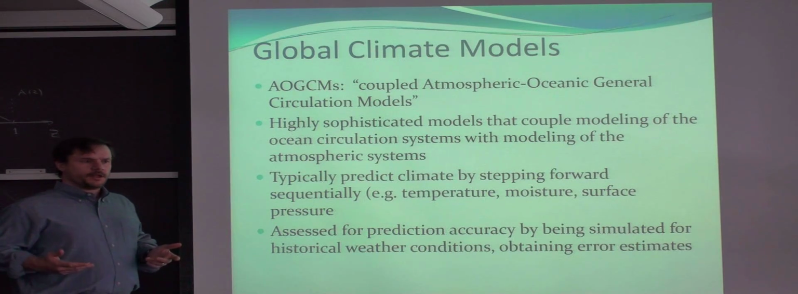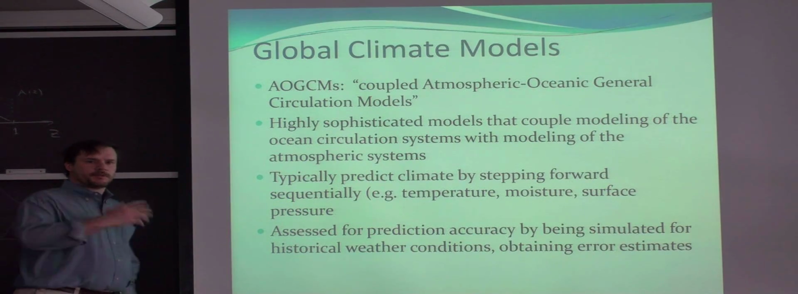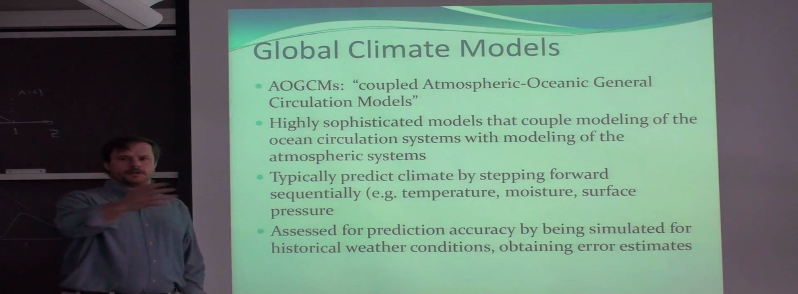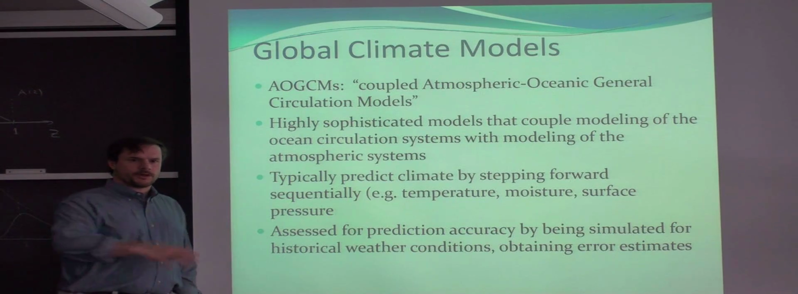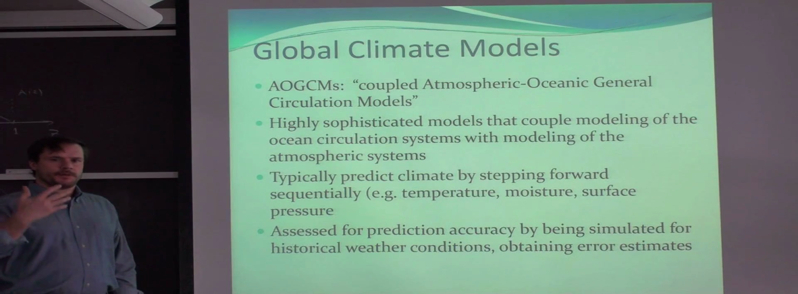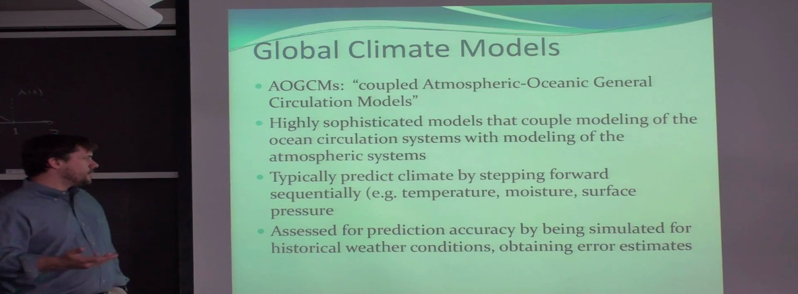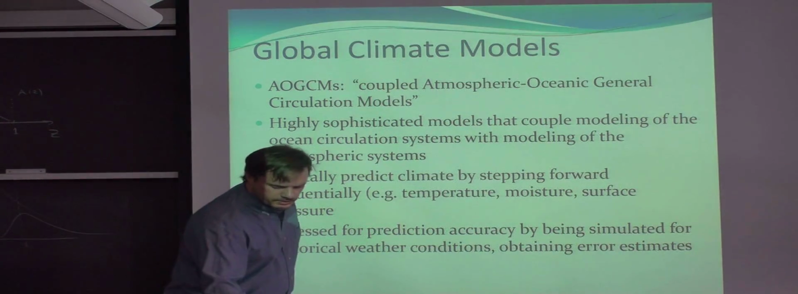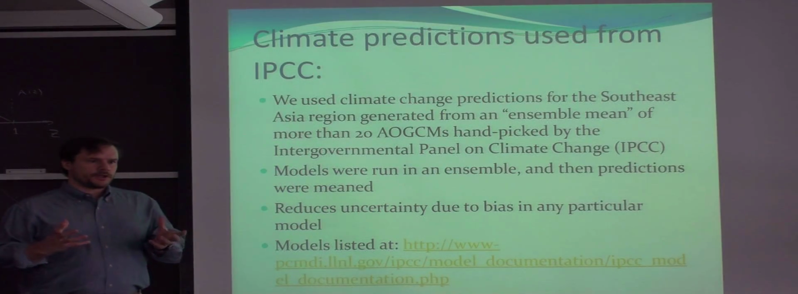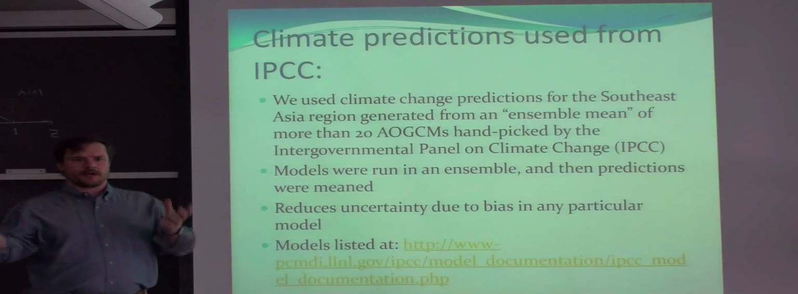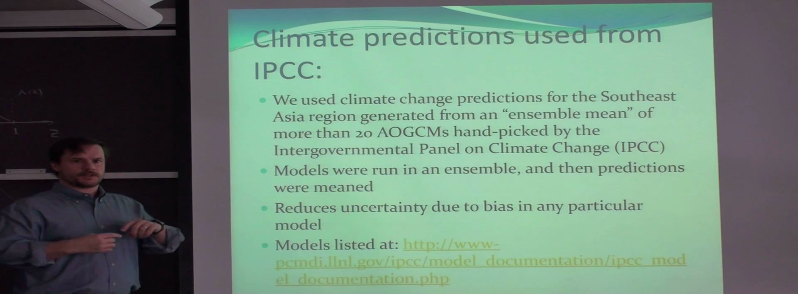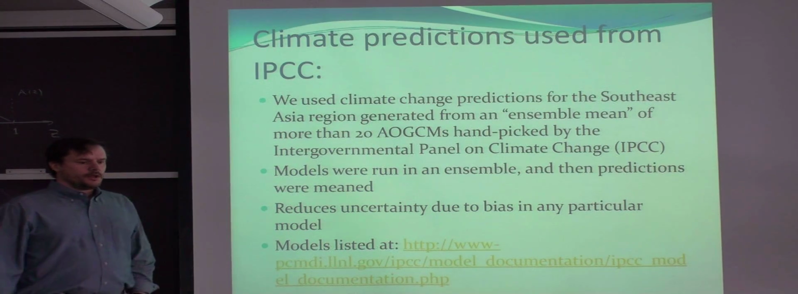climate change, and they're assessed by running them for historical periods and seeing what is the residual between the predicted and the actual historical weather. And that way they can get an error measurement, and that provides a method of selecting the best models. These are very complicated models that model the whole global ocean circulation on the one hand and the entire atmospheric circulation on the other, and then couple them and run them forward in steps to see what the changes are.